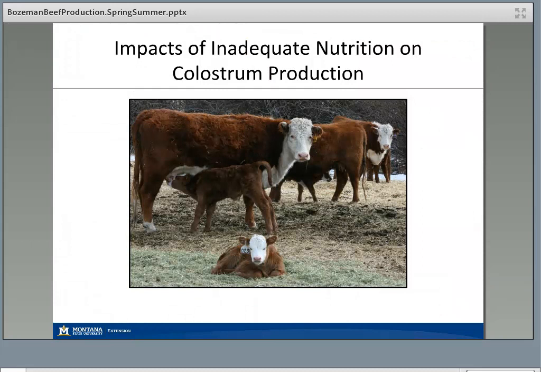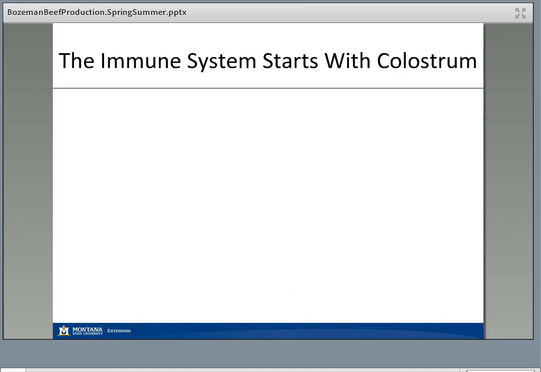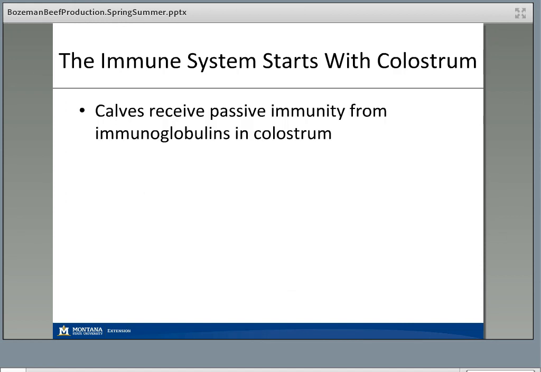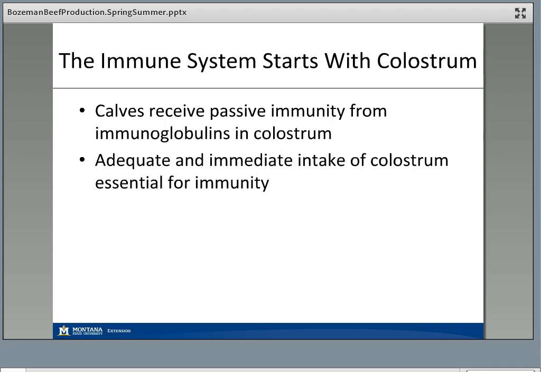So we know that colostrum is really important to get the calves off to a really good start, and we'll talk a little bit more about that in a few slides. But we also know that nutrition and how we treat the dam has a pretty important role in colostrum production and quality. Like I said, the immune system starts with colostrum. Calves receive what we call passive immunity from immunoglobulins in colostrum. These are big globular proteins. And so we recommend and really shoot for adequate and immediate intake of colostrum for those calves, because it's really essential for their immune system.